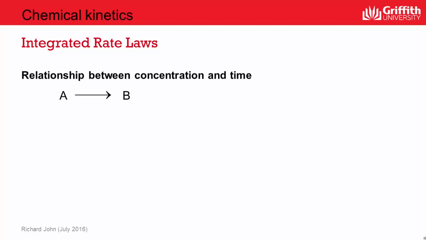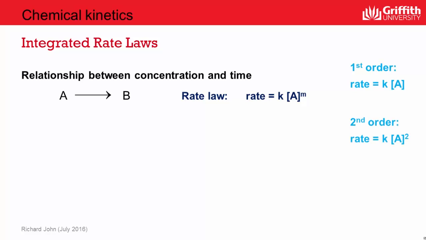Now, if we consider the simplest form of a generalized chemical reaction in which a single reactant A is converted to a single product B, we can write the generalized form of the rate law like this, where the rate equals the rate constant K times the concentration of the reactant A raised to a power M. If the reaction happens to be first order, then the value of the exponent M is equal to 1, and the rate law is simply written as rate equals K times the concentration of A. If the reaction happens to be second order, then the value of the exponent M is equal to 2, and the rate law is written as rate equals K times the concentration of A squared.